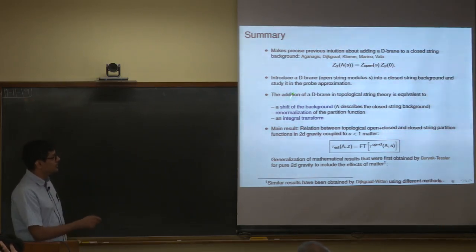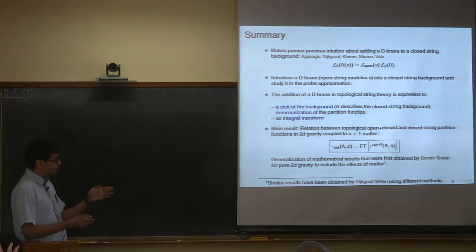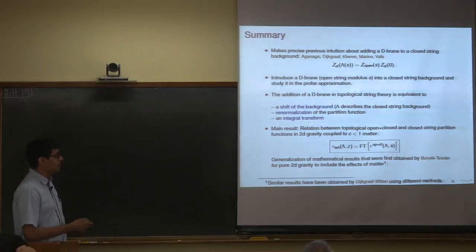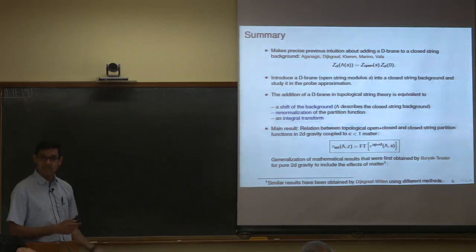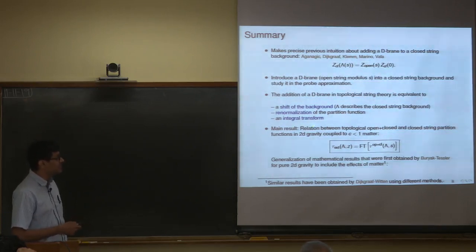But what we found in this case is that, in fact, it's a bit more complicated than this. If you add a D-brane to this closed string background and you rewrite that as another closed string partition function, we found that the background gets shifted as you expect from here, but the partition function gets some renormalization. There's some prefactor apart from what you would expect. And lastly, it's not a direct product like this, but it's really an integral transform.